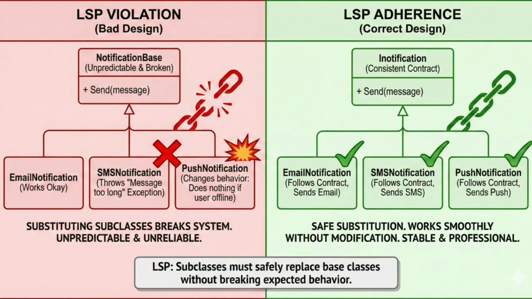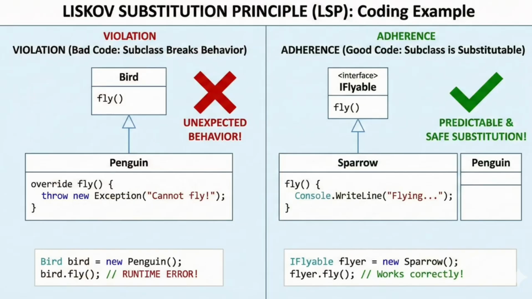Now, according to the Liskov substitution principle, anywhere the system expects a base Notification type, we should be able to substitute it with any notification subclass such as email, SMS, push, or WhatsApp, and the application should still work correctly without breaking or behaving unexpectedly.